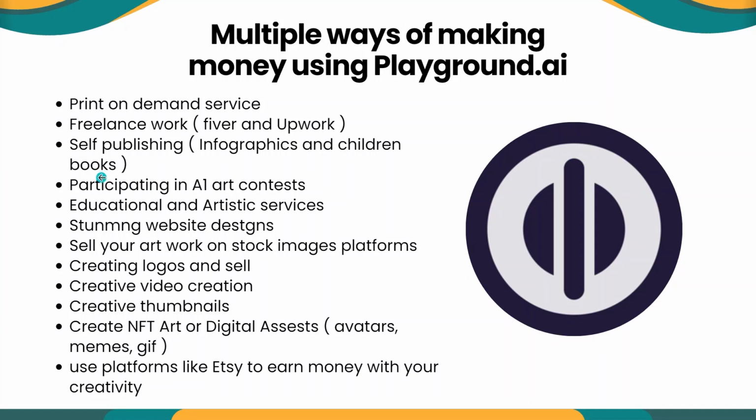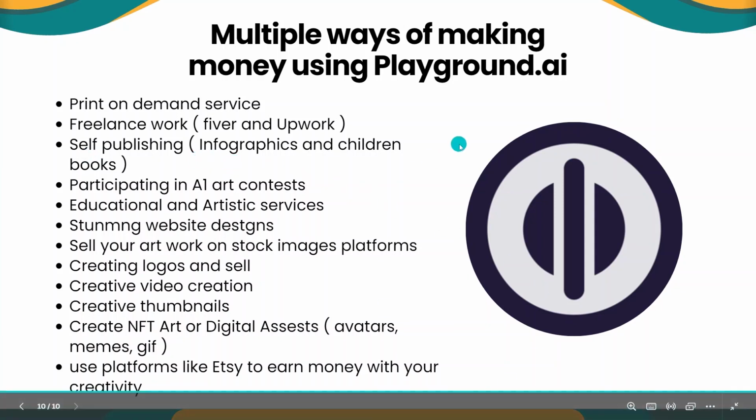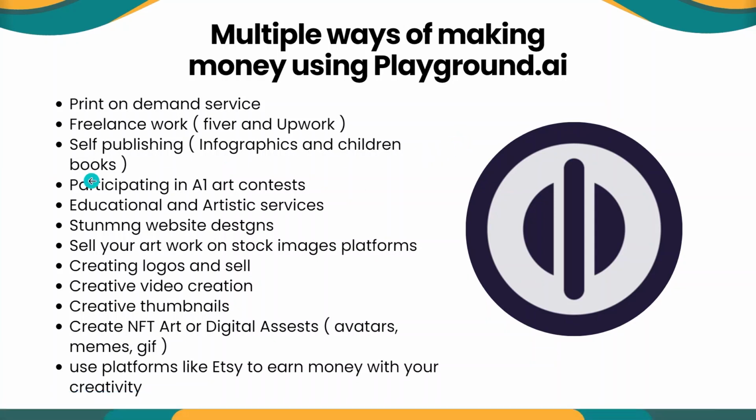After that, you can use Playground.ai for your freelance work. You can use it on Fiverr, Upwork, where you'll be providing graphic designing services, social media services, and you'll be using Playground.ai to generate different kinds of social media posts, images and graphics, right? Then you can even do self-publishing as well, where you'll be generating infographics and different kinds of images using Playground.ai. Yes, so self-publishing is also possible using Playground.ai. Then participating in AI art contests. Basically, there are multiple AI art contests available on the internet.